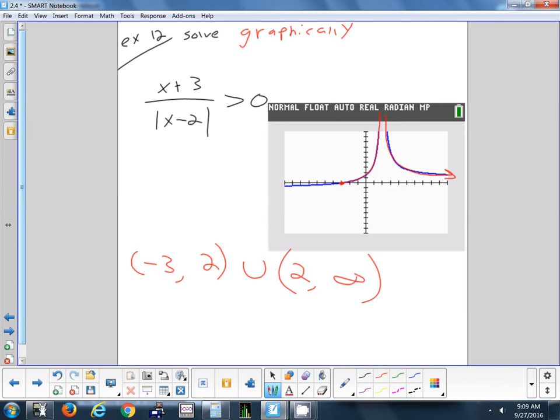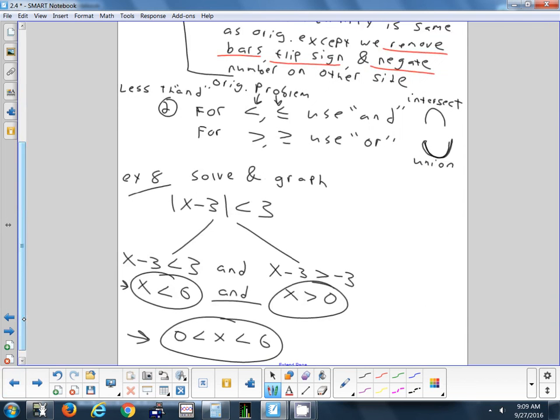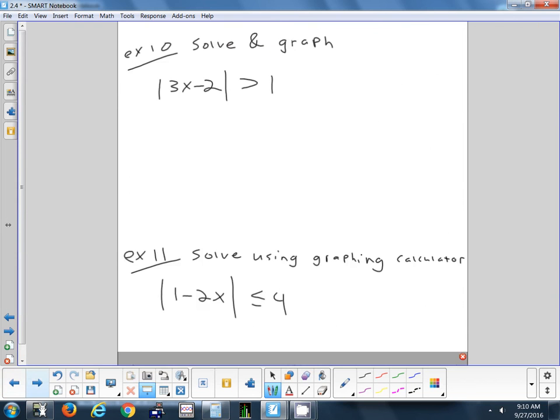Okay, so any questions on that? So you can always use the calculator to double check your answers, see if you're right. But if the directions on the test specifically say to solve algebraically and you do it graphically, you won't get any credit for it. So you do have to make sure you know how to do something like example 8 and 10. Okay.